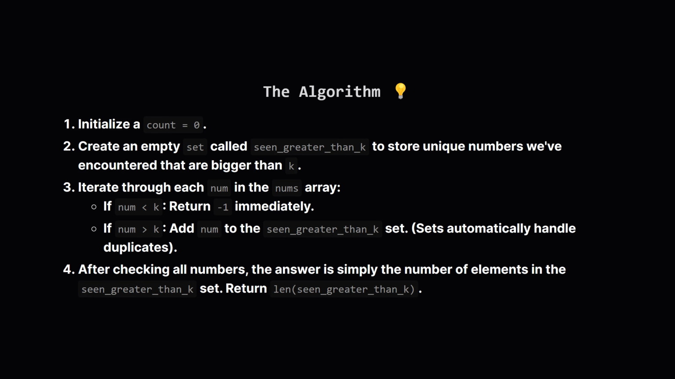So the algorithm becomes pretty straightforward. First, we'll keep track of the unique numbers we find that are bigger than our target k. A set is perfect for this because it automatically ignores duplicates. We loop through the input list. For each number, we first do that important check. Is it less than k? If yes, we stop and return -1. If the number is greater than k, we add it to our set. After we've looked at all the numbers in the list, the final answer is just, how many unique numbers did we put into our set? That count represents the number of operations needed.